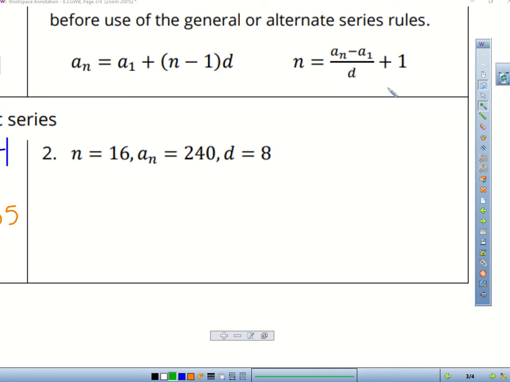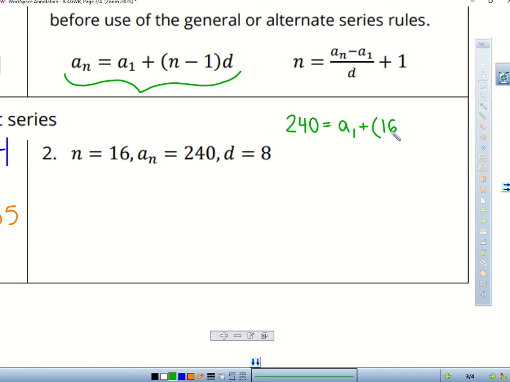Now, we have the ability to use either formula. I usually go with the one that doesn't have a fraction if I can avoid it. It's just more cause for error. So I'm going to take this formula right here and plug in. The last term is equal to the first term, which we don't know, plus N, which is 16, minus 1 times D. So you see how I plugged in everything I know into this formula so that I'm able to find the one thing I didn't know.